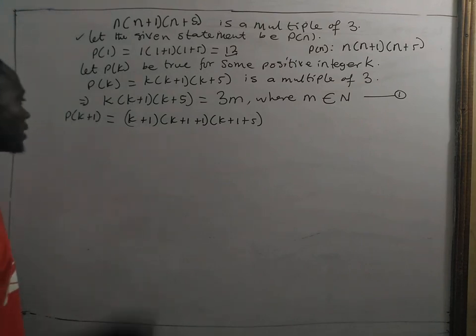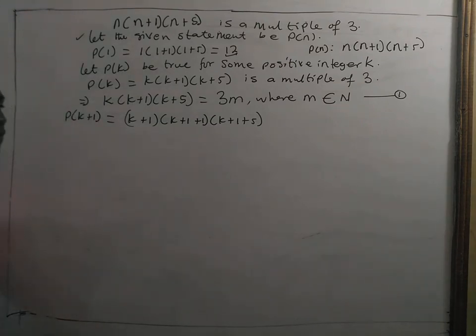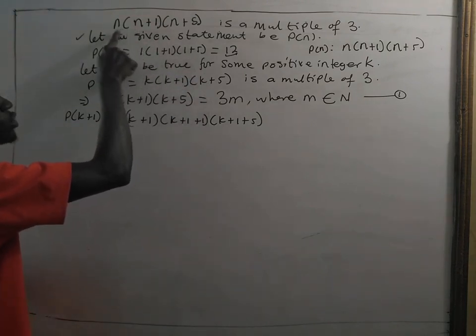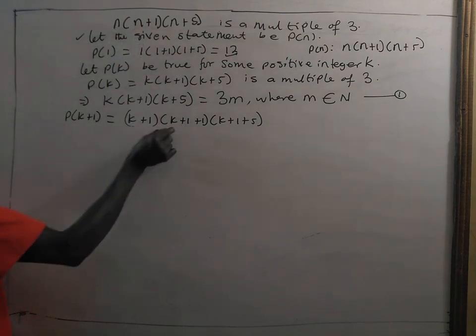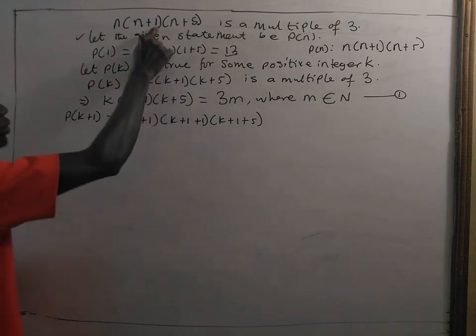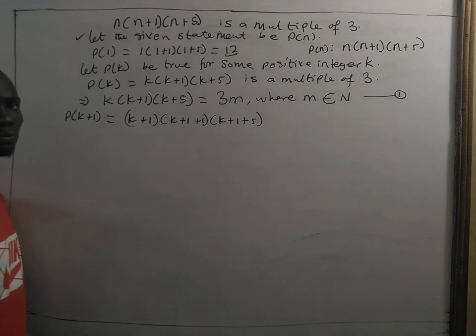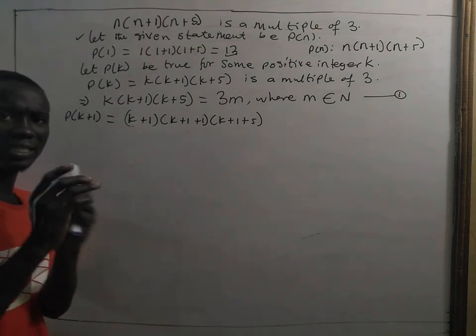Then we are going to prove that Pk plus 1 is also a multiple of 3. So wherever you see n here, you put there k plus 1. So k plus 1, k plus 1 plus 1, and k plus 1 plus 5. That's very simple. Now, how do we proceed? Just look at the trick.